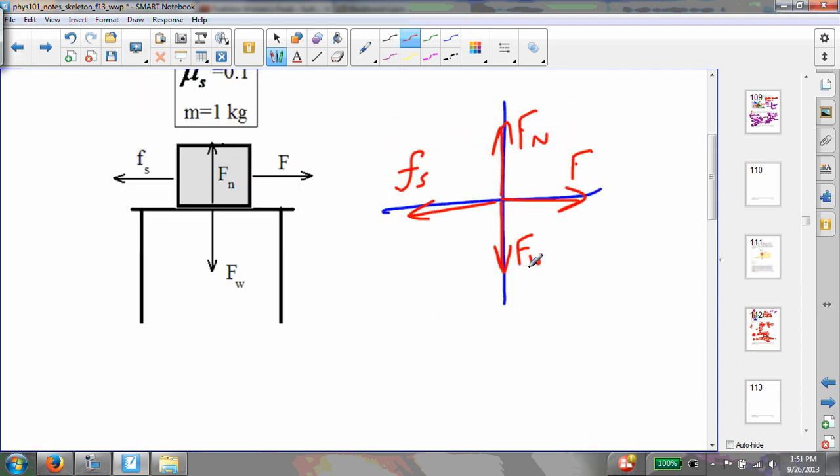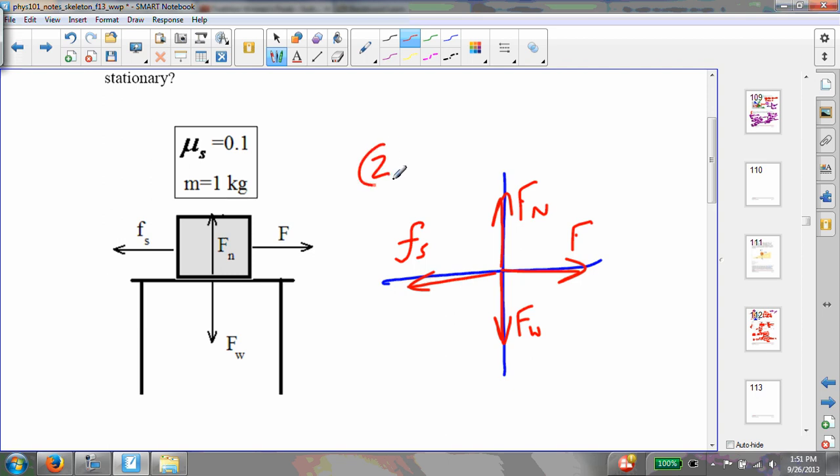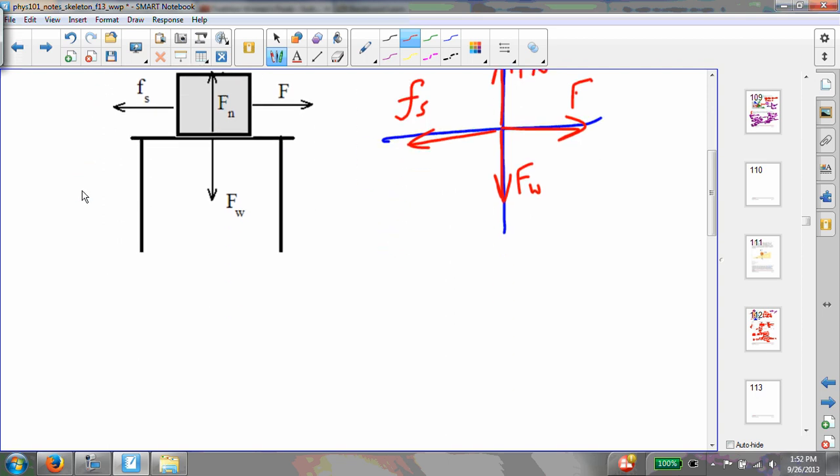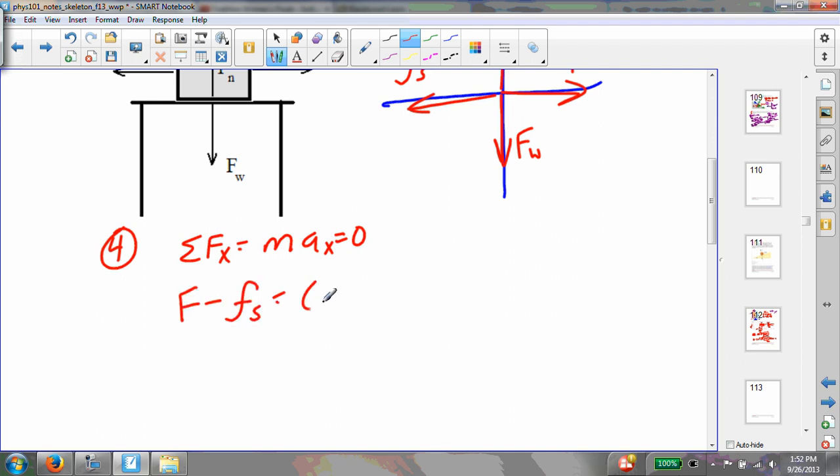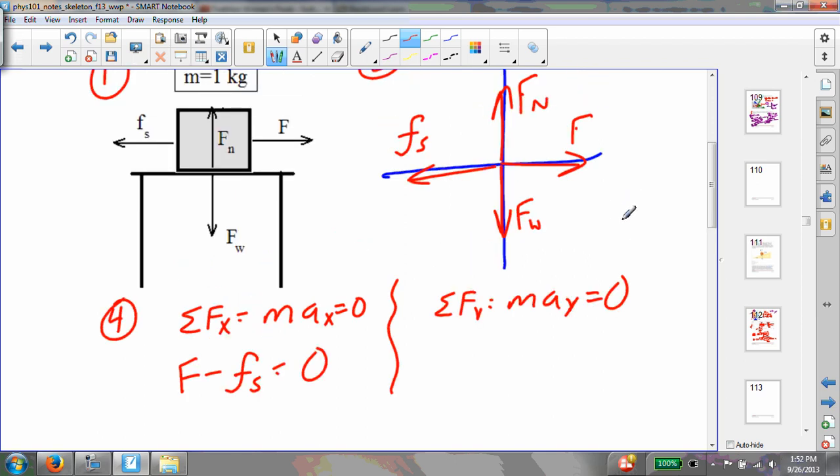Then I can apply Newton's second law. This, by the way, would be step number 2. Step number 1 was labeling all the forces. There is no step number 3 because they're all on axis, so I don't need to resolve any vectors. I'm going to skip straight to step 4. The sum of the forces in the x direction equals m a_x. Now a_x is equal to 0, so this will be equal to 0, and that's F minus F_s equals 0. In a similar way, the sum of the forces in the y direction equals m a_y, which is equal to 0, and the sum of the forces in y is the normal force minus the weight equals 0.